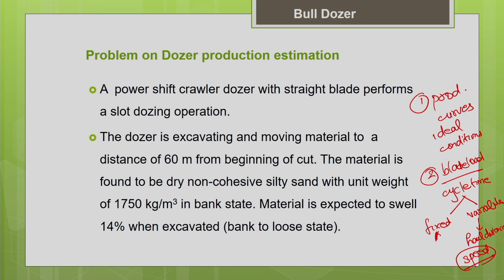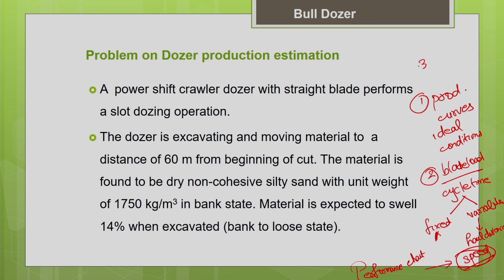To know the speed of the machine, you can take the help of the performance chart. You know already how to use the performance chart. For example, if you know the actual project conditions, like what is the rolling resistance and what is the grade resistance, then using the performance chart, you can find the speed corresponding to the total resistance. From that you can find the speed. That will help you to find the cycle time. So this is one approach.